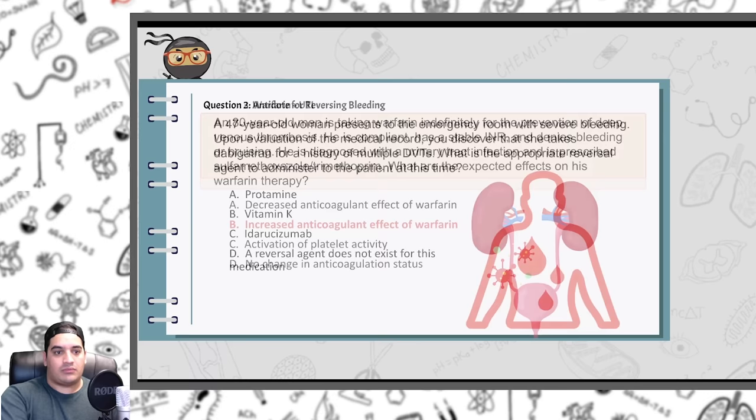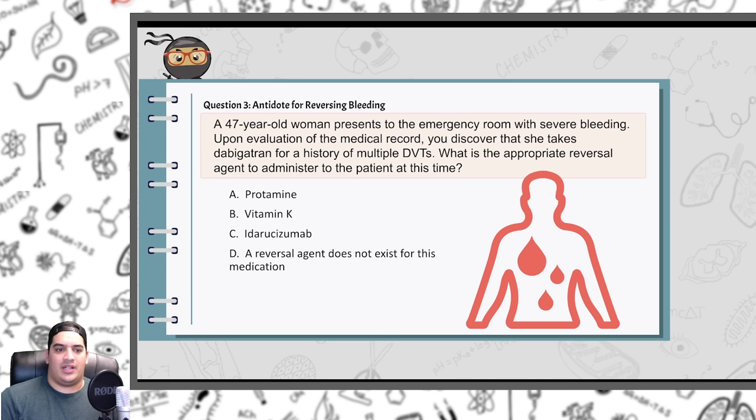Antidote for reversing the bleeding. So a 47-year-old woman came to the ED, severe bleeding. Upon evaluation, discovered that she takes dabigatran, okay, for a history of multiple DVTs. What is the appropriate reversal agent to administer to the patient at this time?